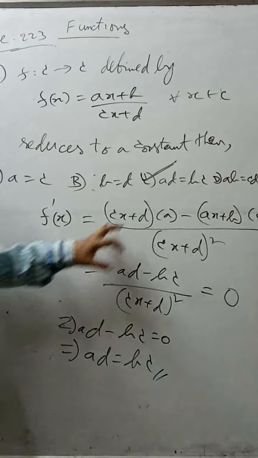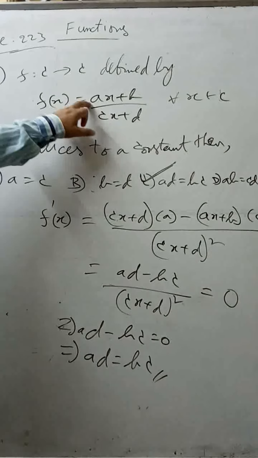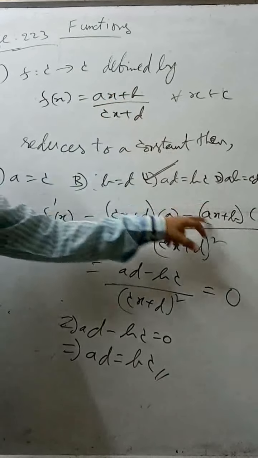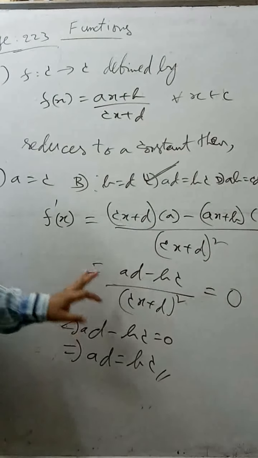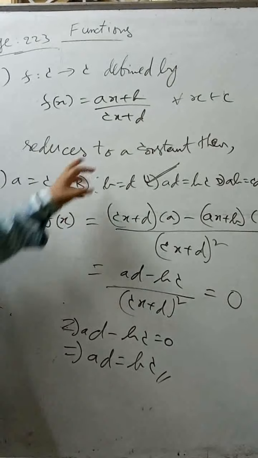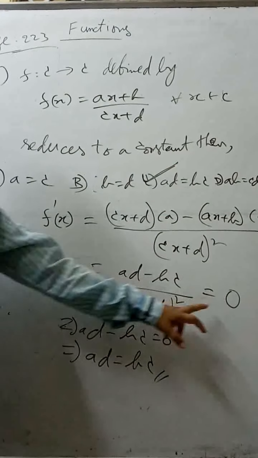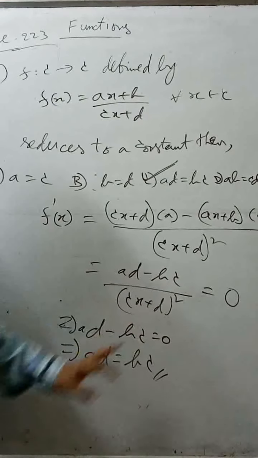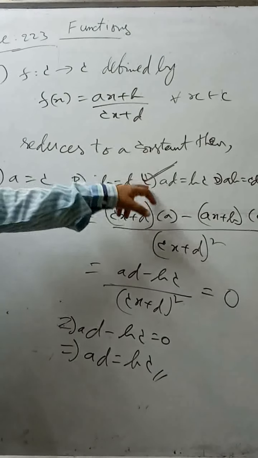For a constant, f dash x equal to 0. I am finding the u by v derivative: v into derivative of u minus u into derivative of v, by v square, and making it equal to 0 because it is a constant function. So I am making the derivative 0. Then ad minus bc equal to 0 implies ad equal to bc. So our option is the third option.